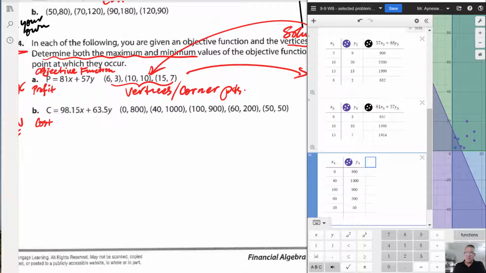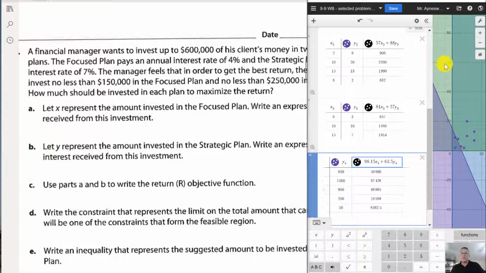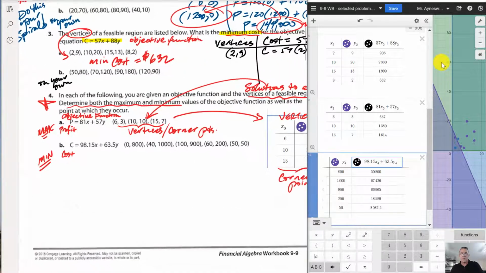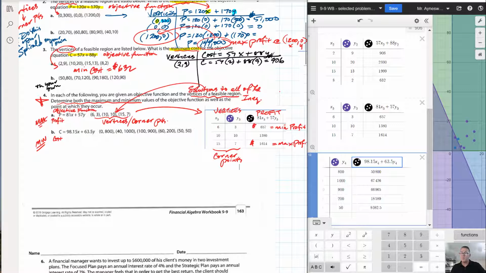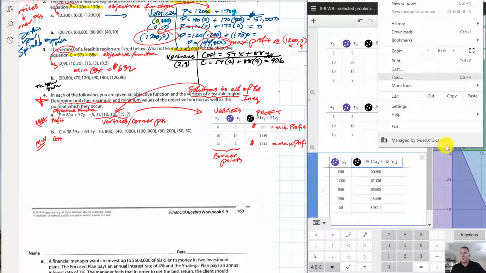This time we have a cost function, and the cost function is 98.15x. So 98.15 times x4, because our data is in the fourth table, plus 63.5 times y4. You just type it in. Use the correct subscripts for the correct data table, and it gives you the values. So let's bring that in and annotate. Here we go. Let me grab my data table here.